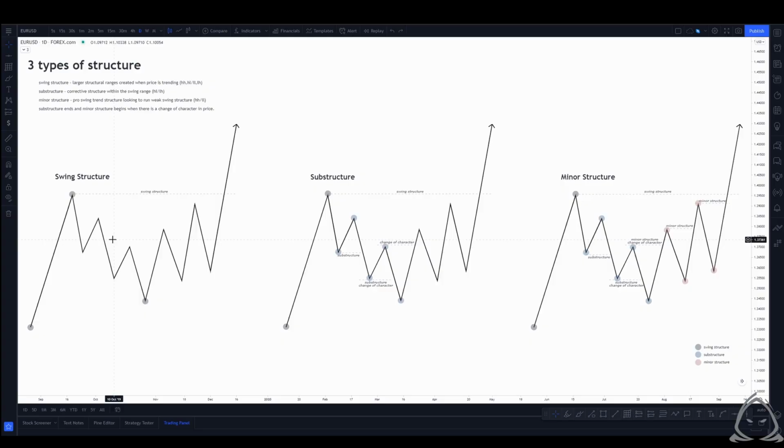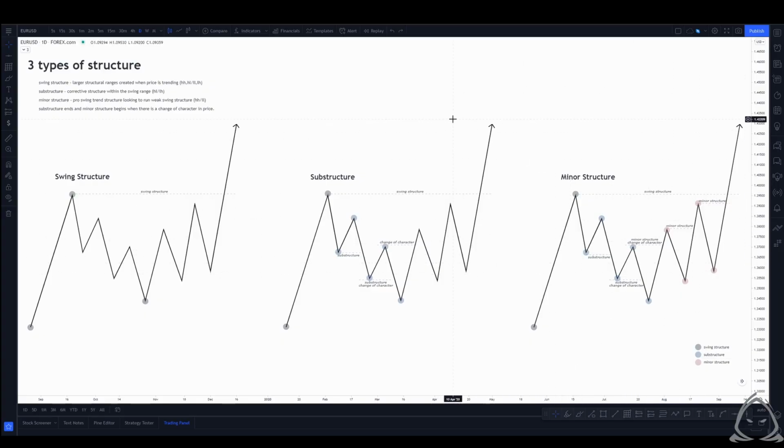And one final thing to note, just to be able to clearly delineate the difference between substructure and minor structure, is substructure ends and minor structure begins when there is a change of character in price. So again, with a bullish example, substructure is creating lower lows and lower highs. A change of character happens, creating a new higher high, so it violates the previous lower high that was being printed, and then we start to see a shift, creating higher highs and higher lows.